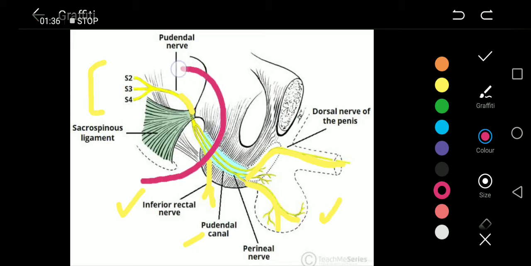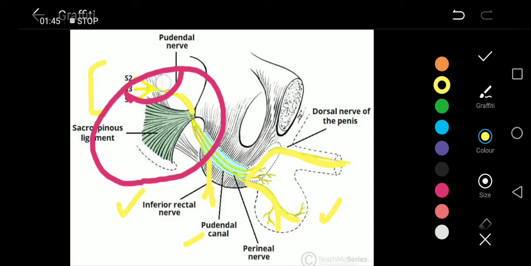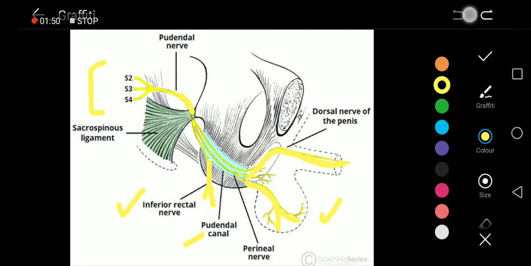So if I try to draw, if this is the perineal membrane, there is a gap in the perineal membrane in front, which is between the perineal membrane and the arcuate pubic ligament. So this dorsal nerve of the penis emerges over here. Okay, and then it emerges in this oval gap between the apex of the perineal membrane and the arcuate pubic ligament.